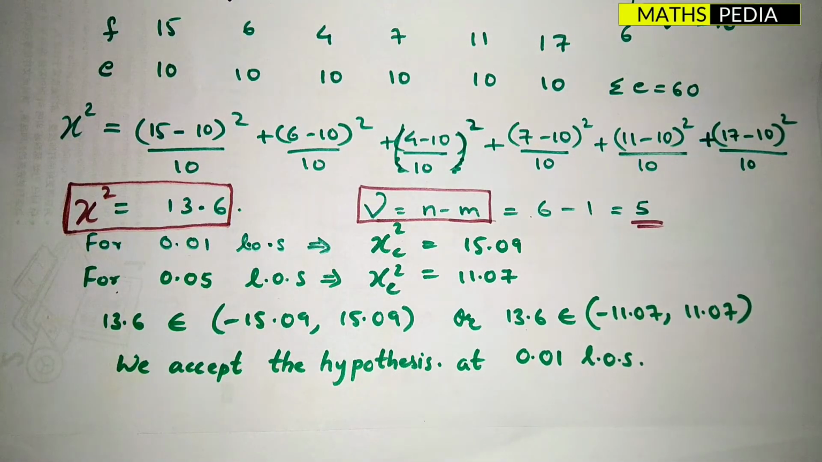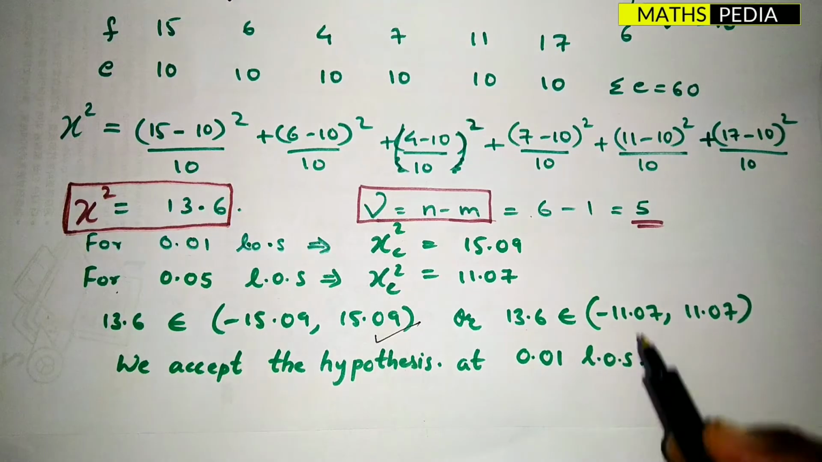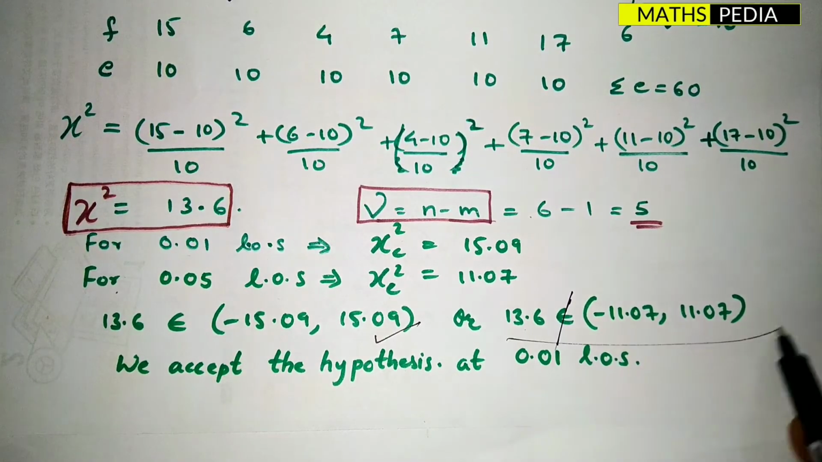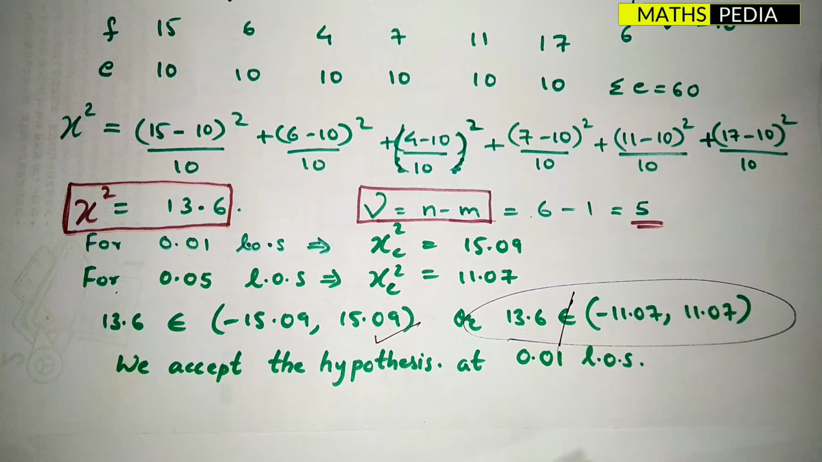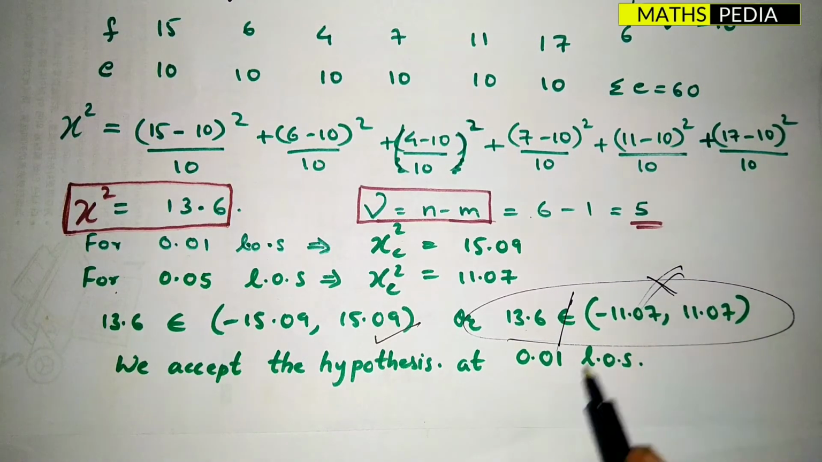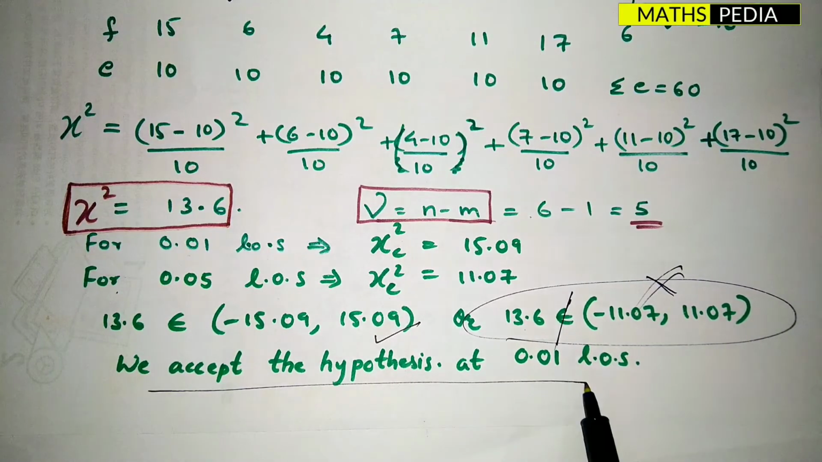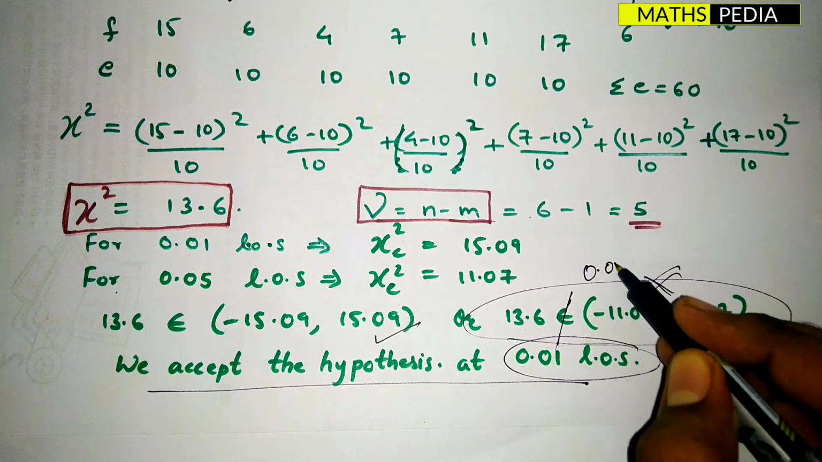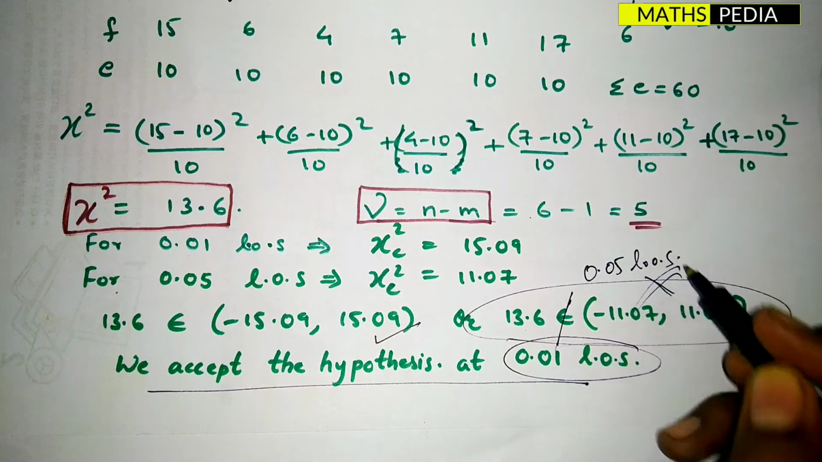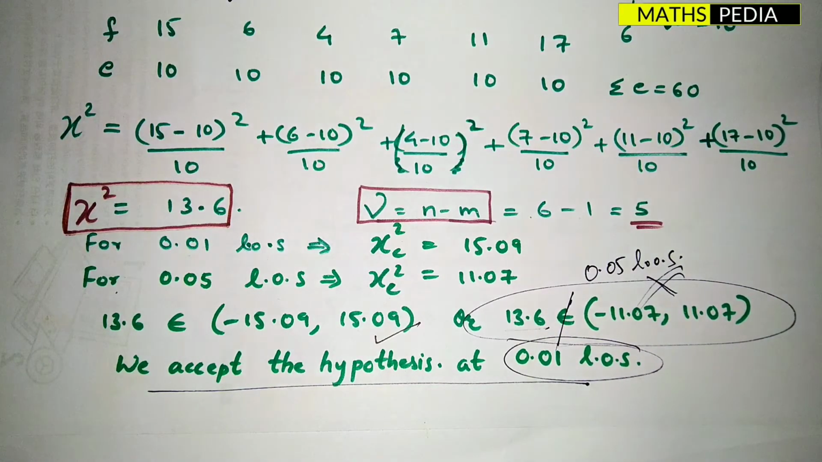So you can see that 13.6 belongs to this interval. Therefore we have to accept this hypothesis. We have to ignore this one, because you can see 13.6 does not belong to this interval. Therefore we cannot take this case. Therefore we accept the hypothesis at 0.01 level of significance. We ignore 0.05 level of significance, since the chi-square value does not belong to that interval.